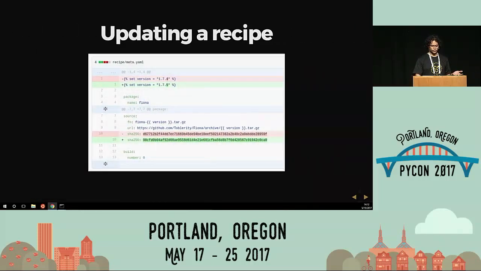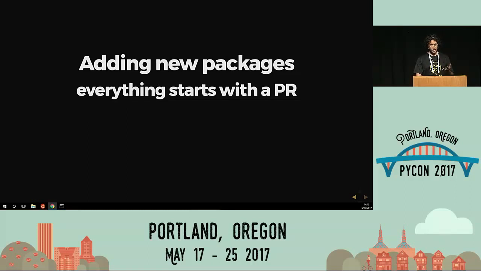Updating a recipe is pretty easy. You bump the version number, and then you change the checksum. And this can be done via PR. So if you're familiar with GitHub, you can help us right now by just sending a PR to update your favorite package. Adding new packages is a little bit more involved process.